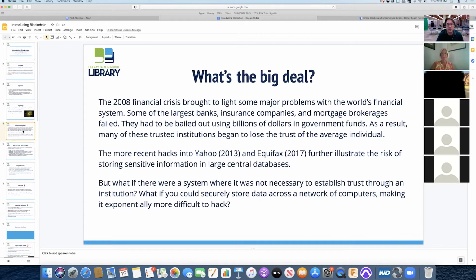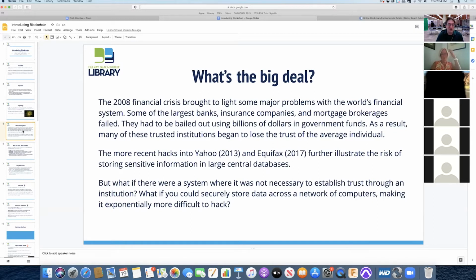The 2008 financial crisis brought to light some major problems with the world's financial system. Some of the largest banks, insurance companies, and mortgage brokerages failed outright. They had to be bailed out using billions of dollars in government funds. As a result, most of these trusted institutions began to lose the trust of the average individual. I'm sure we all remember the 2008 financial crisis. We've had other financial crises happen since then.